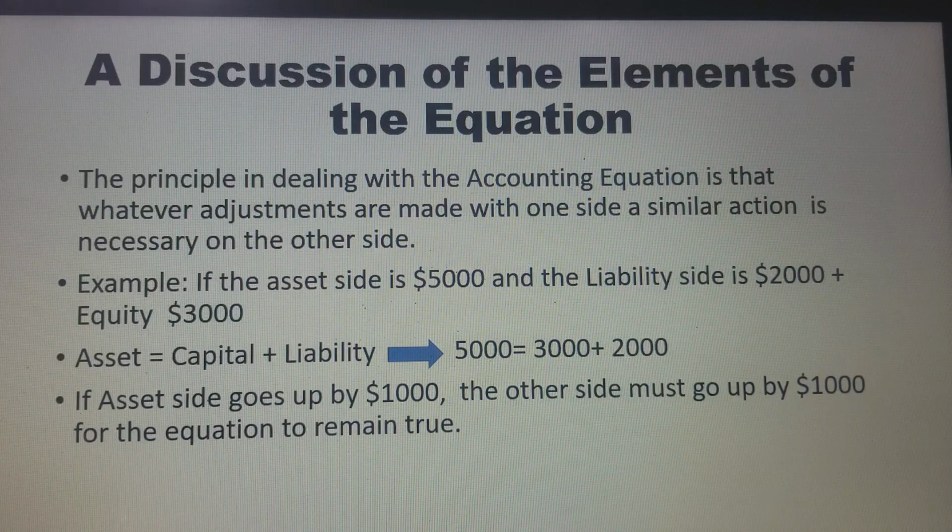So if the asset side goes up by 1,000, the other side must go up by 1,000 for the equation to remain true. In other words, the equal sign is saying that the asset side and the liability side must remain the same, right? The sum of the capital and the liability, when added together, must equal the asset. So the equal sign means both sides have the same amount for it to be true.